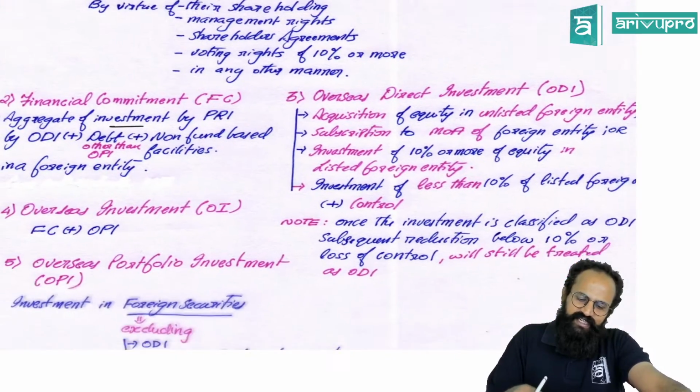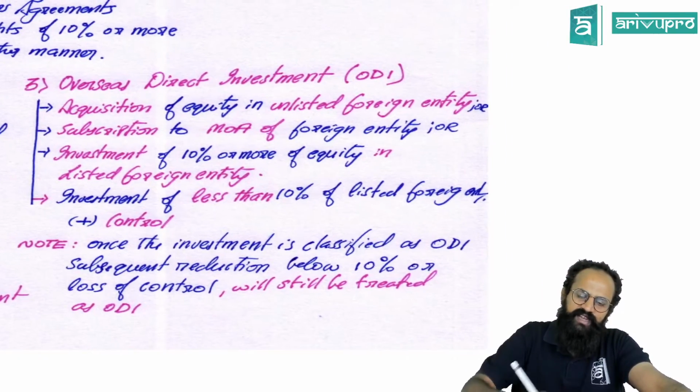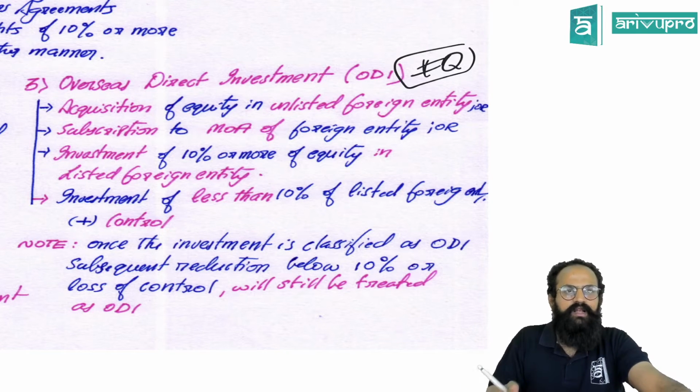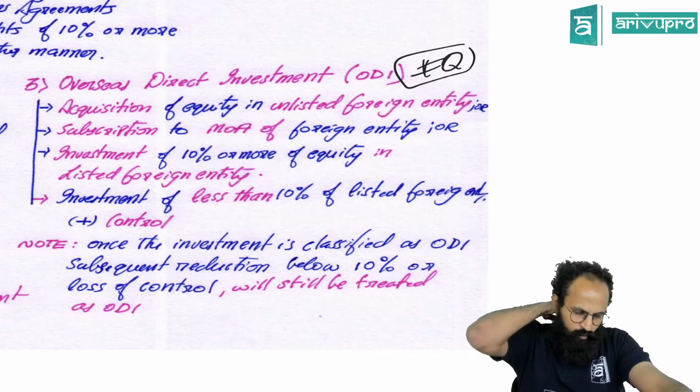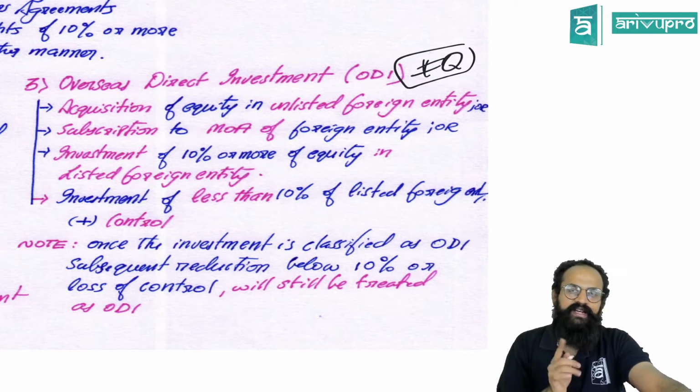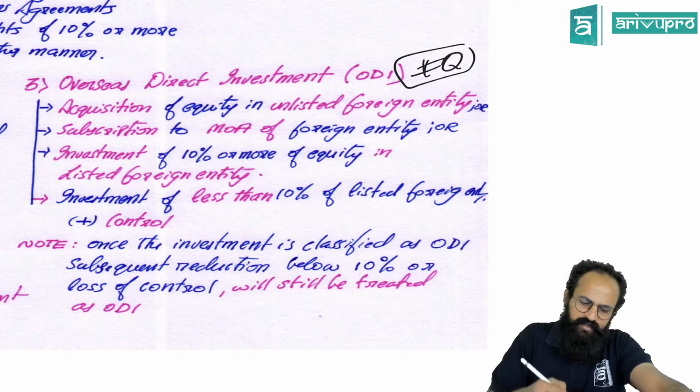The next definition is ODI. Very, very important. Remember. What is ODI, people? Look at the words used. First, I'll just read. Next, I'll tell you the individual meaning. Then we'll write it so that everything is clear in the class itself.